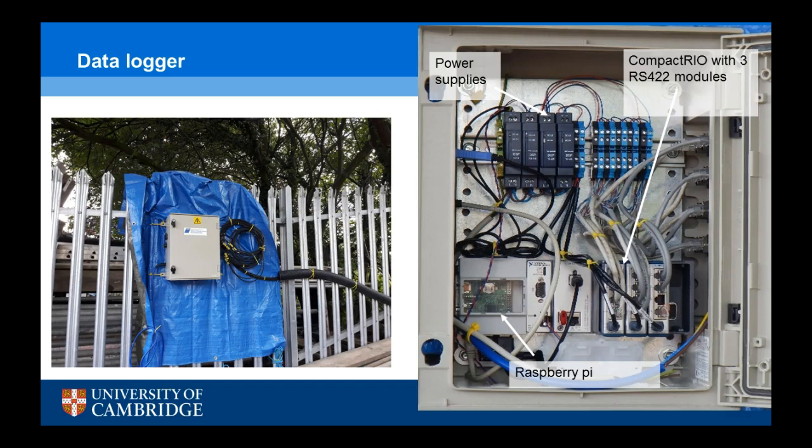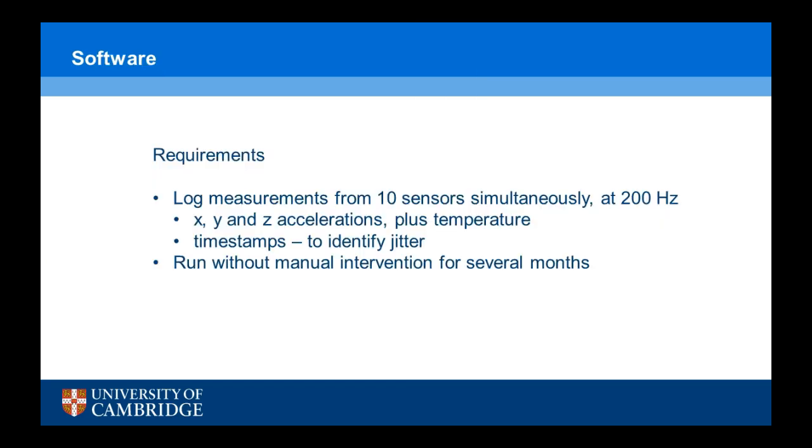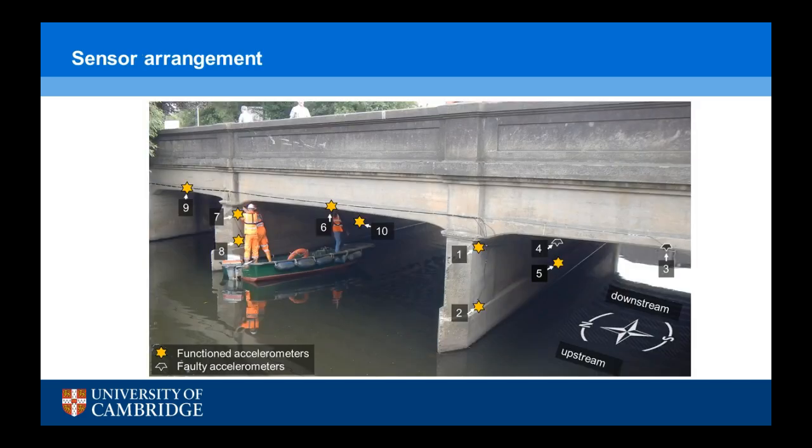And the data logger system we used is here. We use a Raspberry Pi to transfer data from the site to a server in Cambridge, and we use a National Instruments CompactRIO system to log data. The requirement was that we wanted to log measurements from 10 sensors simultaneously at 200 hertz, and we needed a system which can run without any intervention.